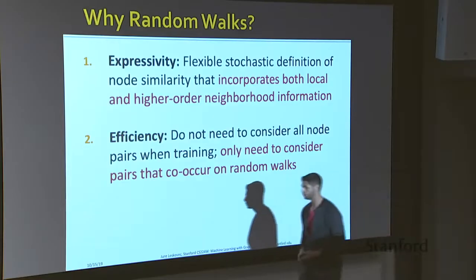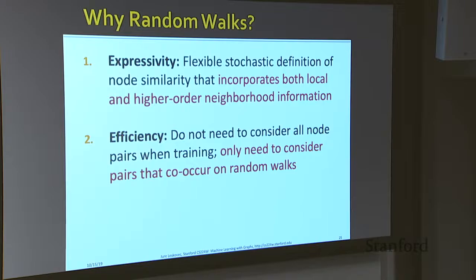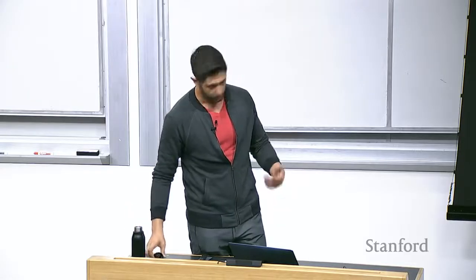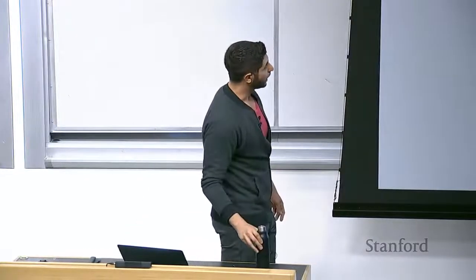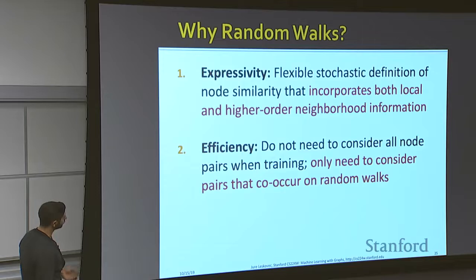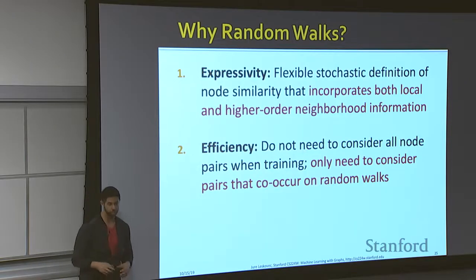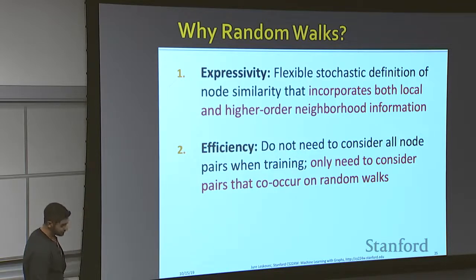So why do we want to use random walks? A couple of key reasons. The first one is they're very expressive. Given that they're very flexible in the way we can run them, we can try to incorporate local information or higher-order neighborhood information, depending on how we perform the random walk on the graph. At the same time, another reason why we like to use random walks a lot is the fact that they're very efficient.